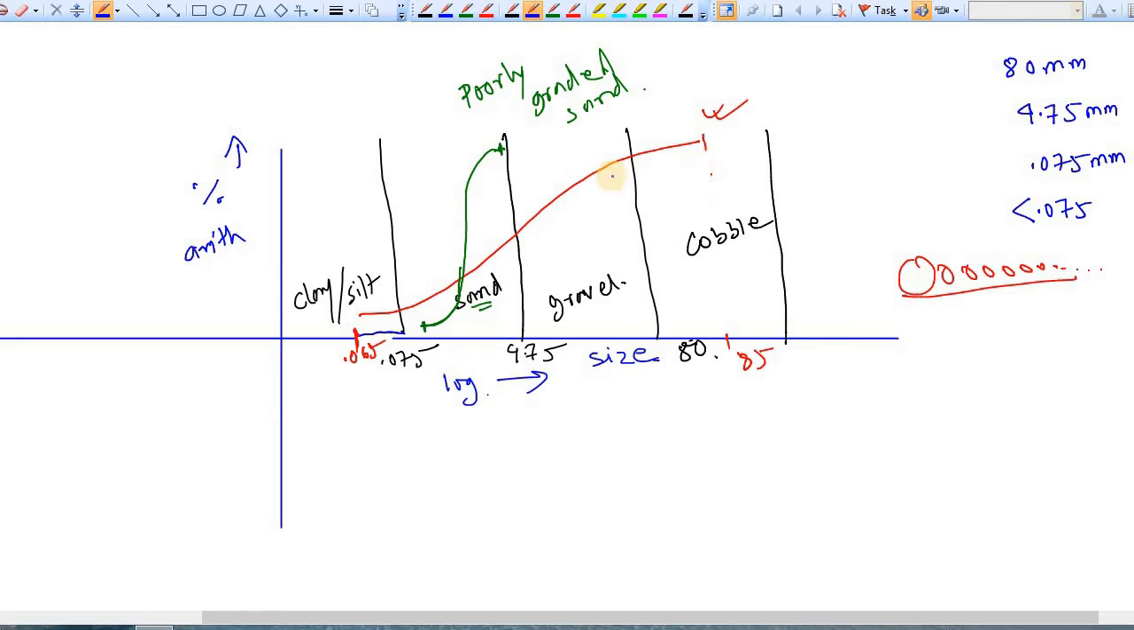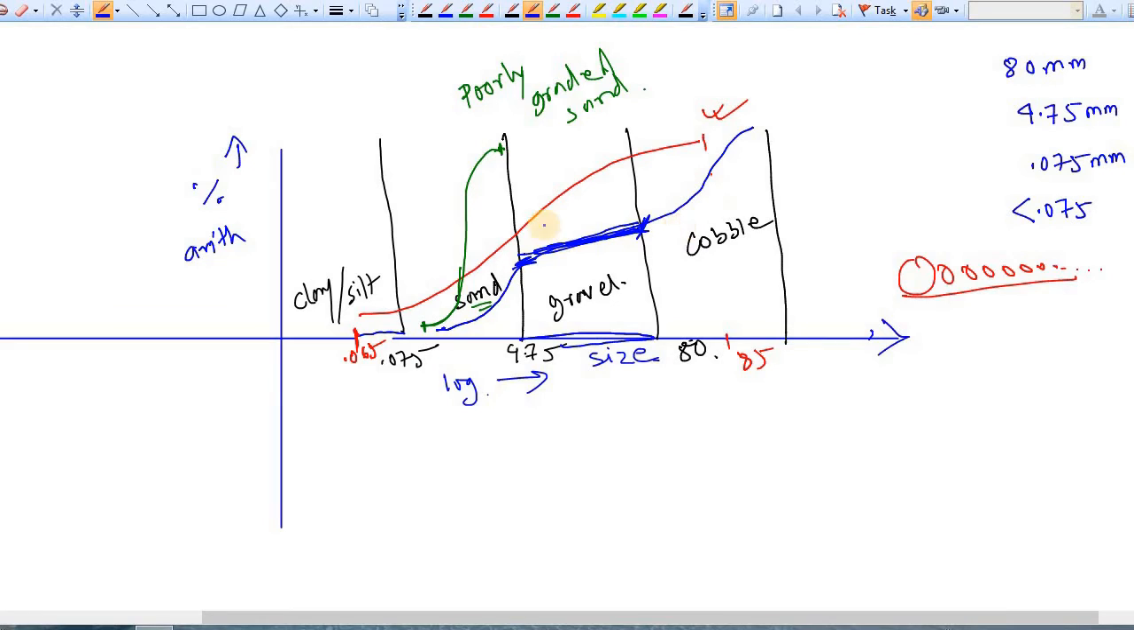Just like that, take another example of this curve. Let's say this is another curve. Here the specialty is in this gravel zone, you can see that the curve is almost flat. That means there is no particle size. From this point to this point, everything has passed. There is no particular size within this range. That's why it is flat or parallel to the log axis.